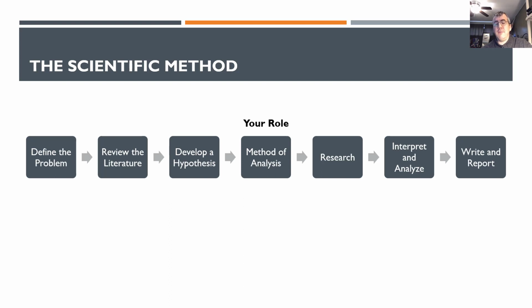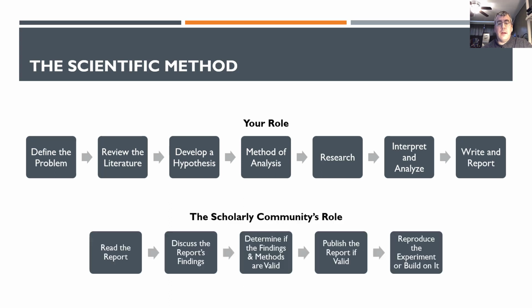After you write and report this, you usually send it off to different scholarly journals who are headed by experts in their field. These individuals read your report. They discuss the report's findings. They determine if the findings of the report and the methods are valid. And if they're valid, they'll most likely publish the report into their journal. And other scholars might read this and attempt to reproduce the experiment that you did or build on it. And I shouldn't just say experiment here, I should say study here. Experiment's one method of studying.